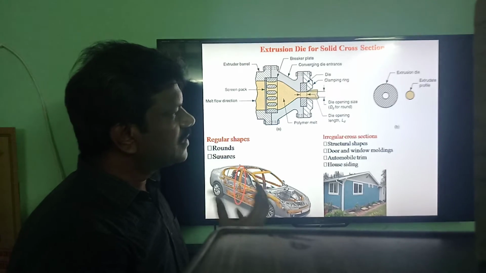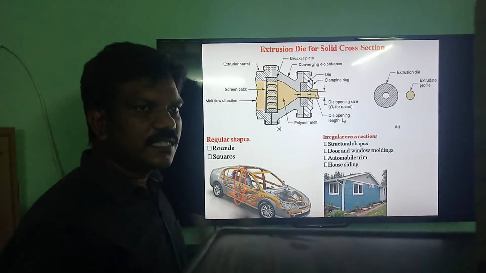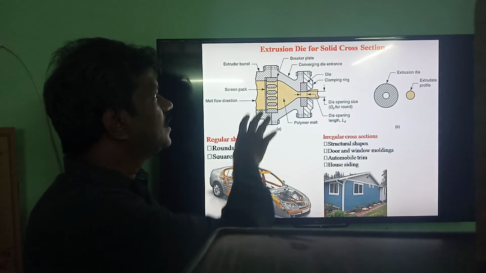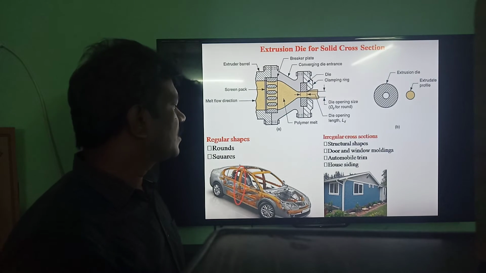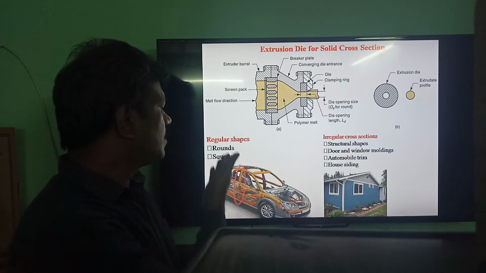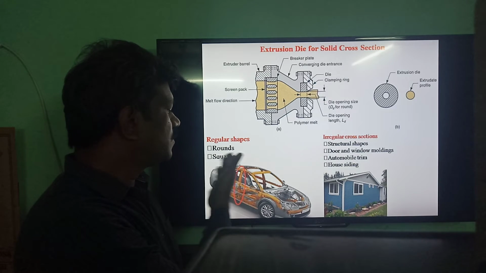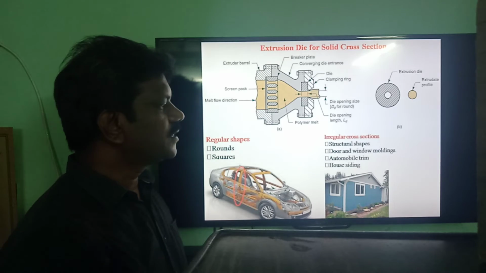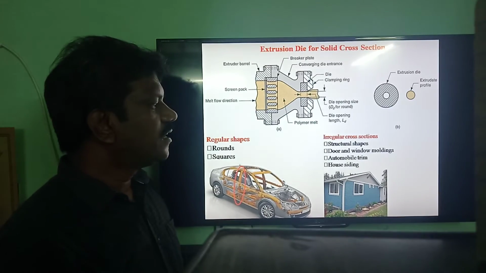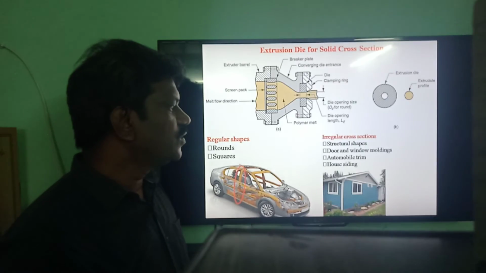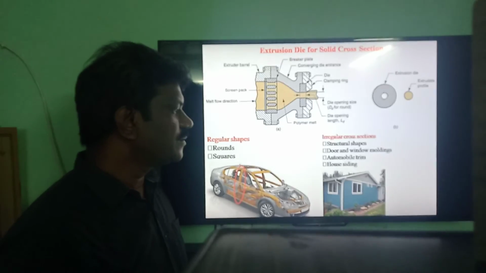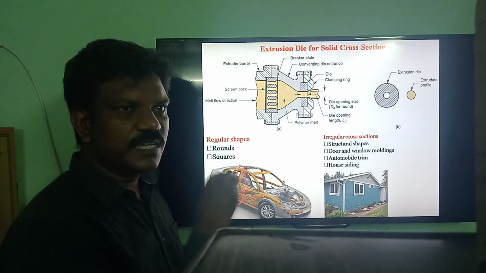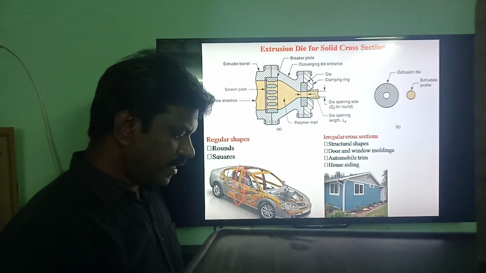These dimensions depend upon the properties of the materials we are taking for extrusion, right? Now these solid-shaped cross-section products are normally in the form of rounds, or sometimes squares, right? Sometimes irregular shapes can also be produced for structural applications, or for doors and window moldings, or automobiles, or sometimes the house sidings we are using are products which are normally extruded, right?